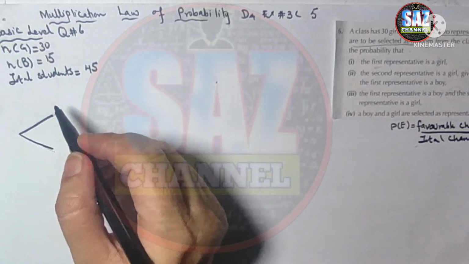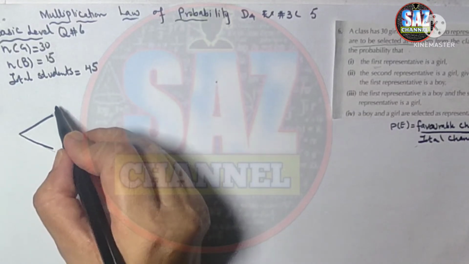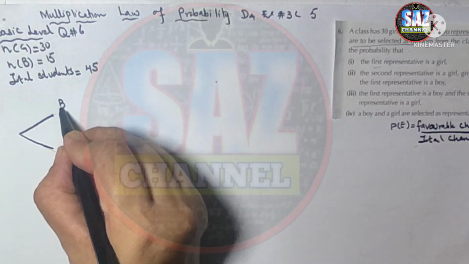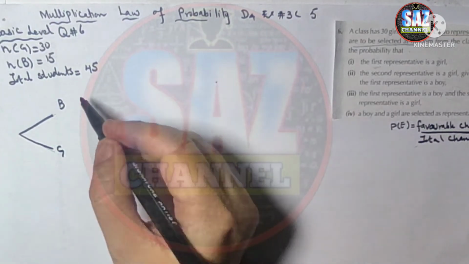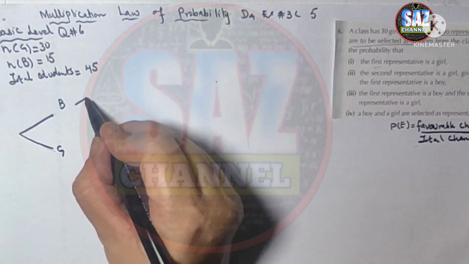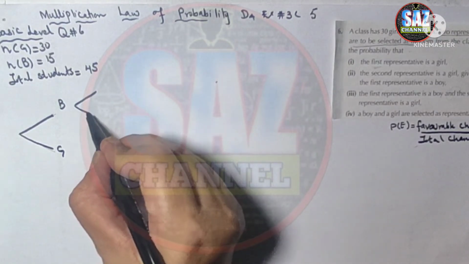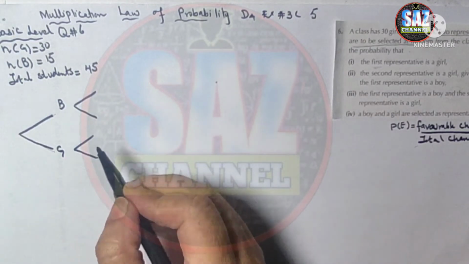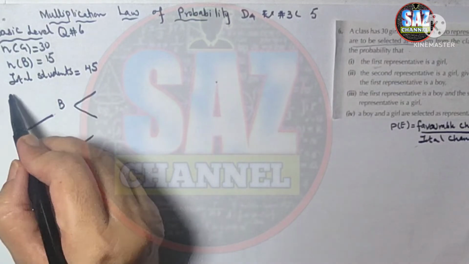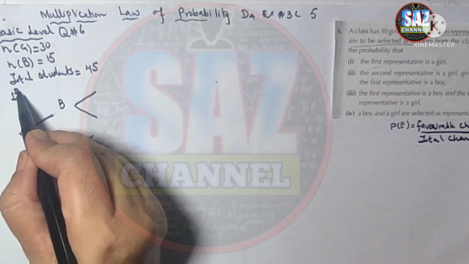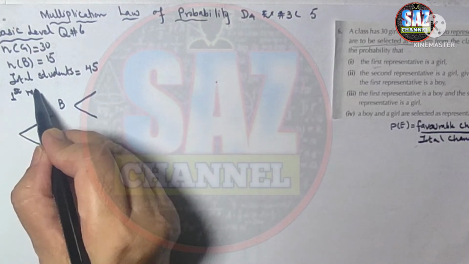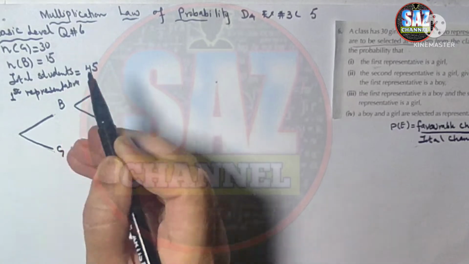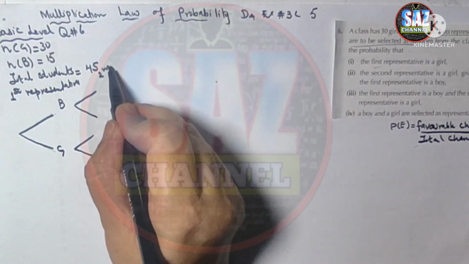Boy or girl, 30 girls. Girls, and it's up to you: either you can write the boys first or you can write the girls first. Boys and girls. And then again this branch will be divided into further parts, and this branch will also be divided into further parts. This is the first representative, and this is for the second representative.